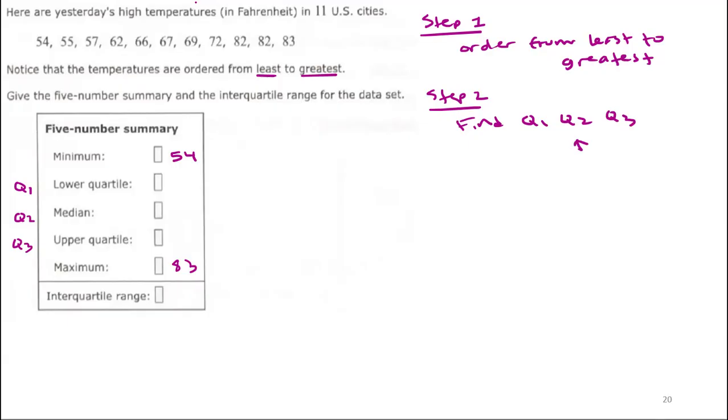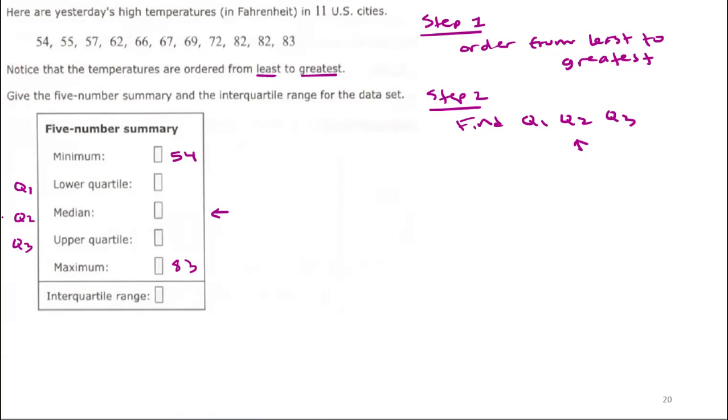Now, once you use that number for Q2, then you can't use that number anymore to find Q1 or Q3. So what do I mean by that? Again, we're looking for Q2. We're going to start here first. We're going to find the median.